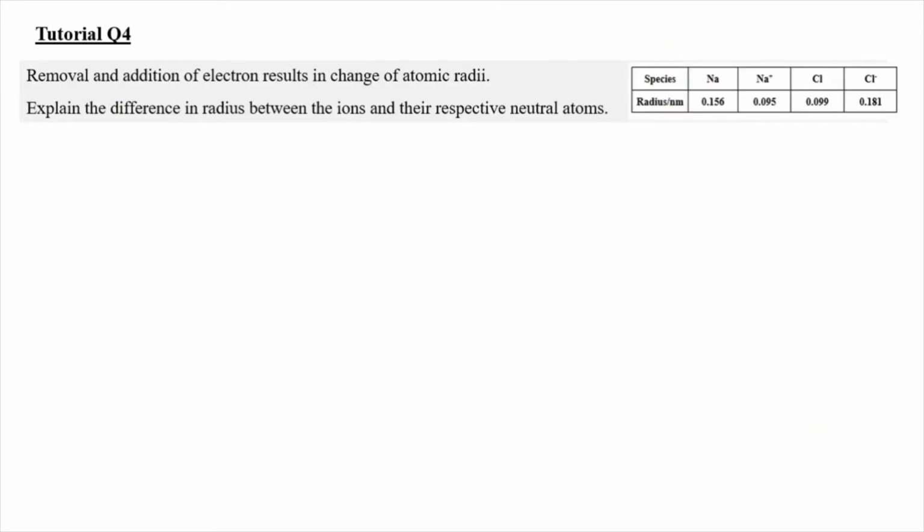Now we're going to do tutorial question 4. So the removal and addition of electrons results in a change of the atomic radii. We need to explain the difference in radius between the ions and their respective neutral atoms. So we need to compare the ions with their respective neutral atoms. So this comparison is one thing, and this comparison is another thing. So we need to do two explanations for two different species.